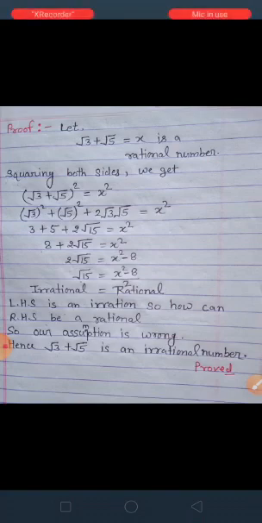When we square root 3, we get only 3. When we square root 5, we get only 5, plus 2 root 15 is equal to x square. In the next step, this can be written as 8 plus 2 root 15 is equal to x square. We transpose 8 to the right side, then we get 2 root 15 is equal to x square minus 8. Now root 15 is equal to x square minus 8 by 2.